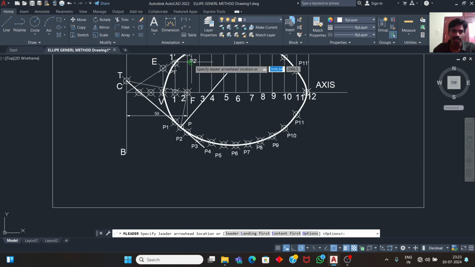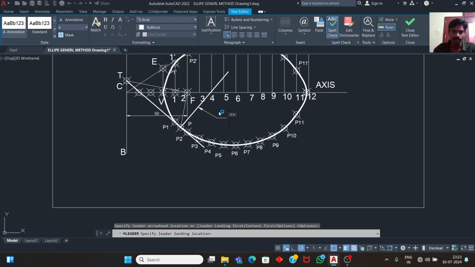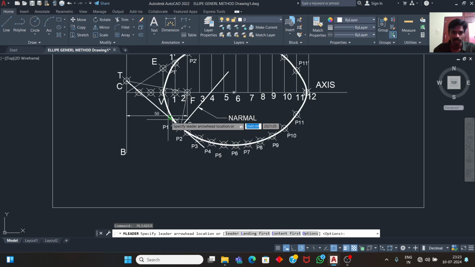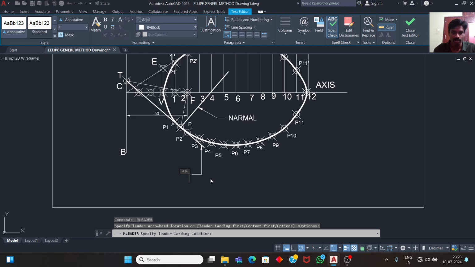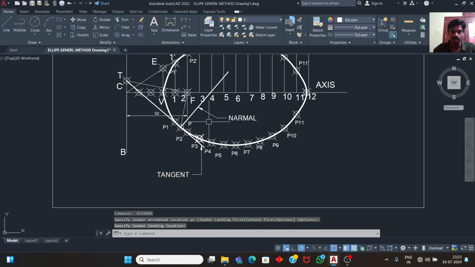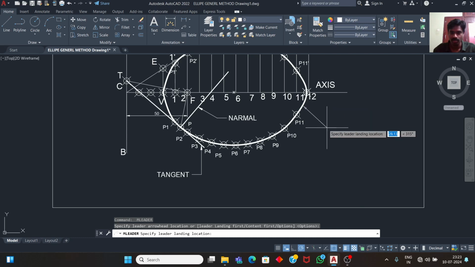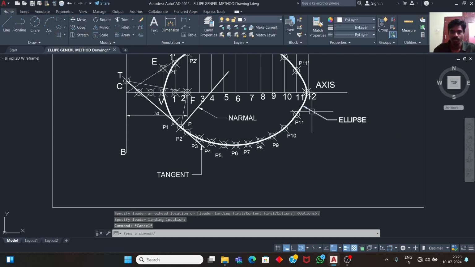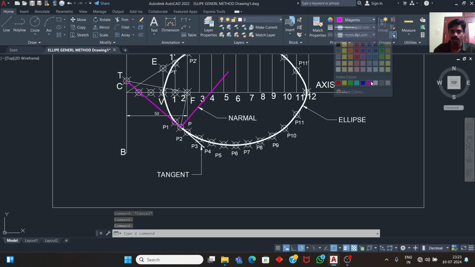Give the naming of these lines by using the leader line. This is normal, and this is tangent. And this is the ellipse. If you want to change the color for better understanding, we can change it.